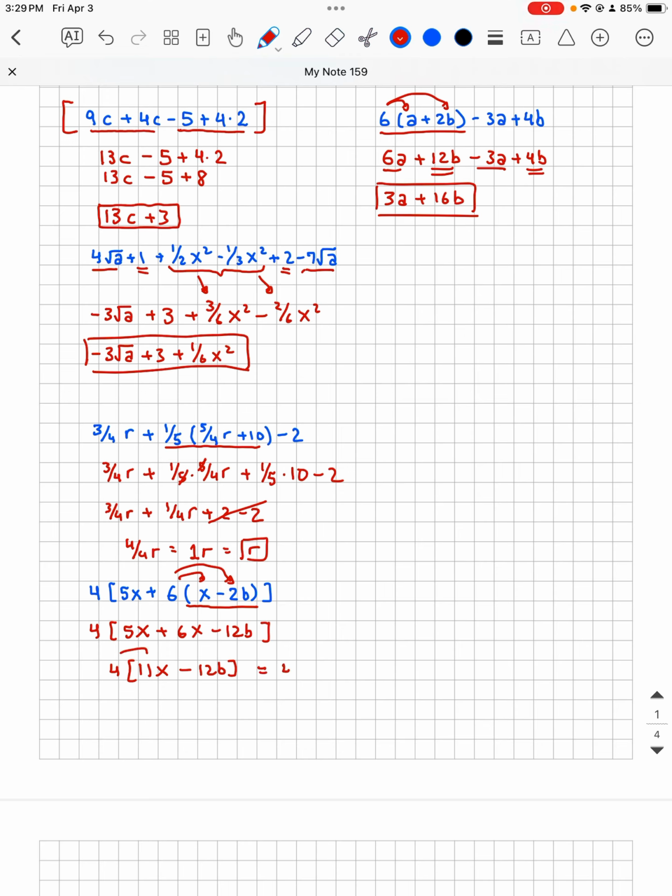So 4 times 11x, so that's going to give us 44x. And then we have 4 times negative 12b. That's a total of minus 48b. And I'm going to go ahead and leave that as my final answer because, well, those are two terms that cannot be combined.